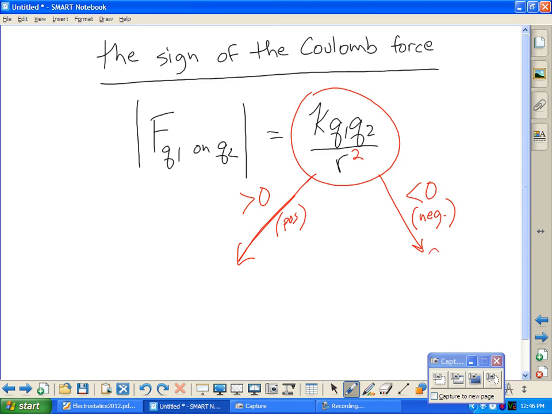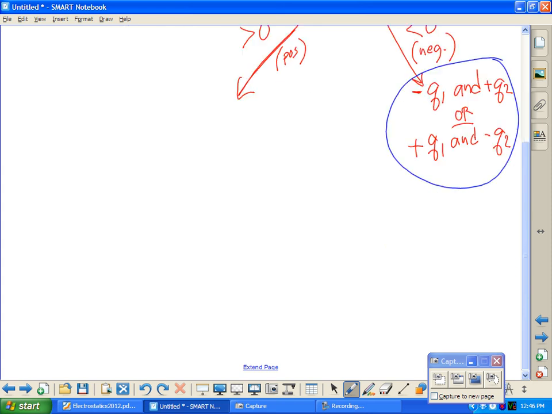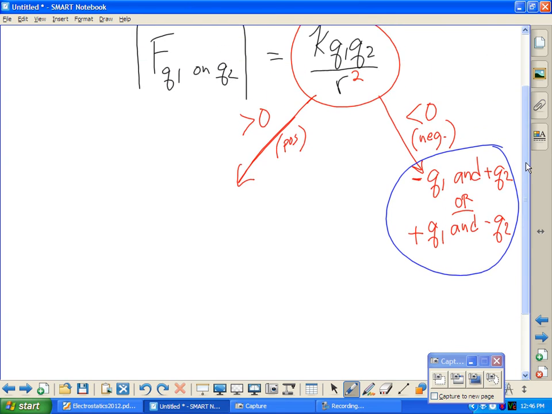One of the charges, so we could either have Q1 negative and positive Q2, or positive Q1 and negative Q2. Is there anything else that will result in a negative value for the Coulomb force? Constant. Oh, I know what you mean. So physically, if this is the situation, what's physically happening? There are more electrons than protons.